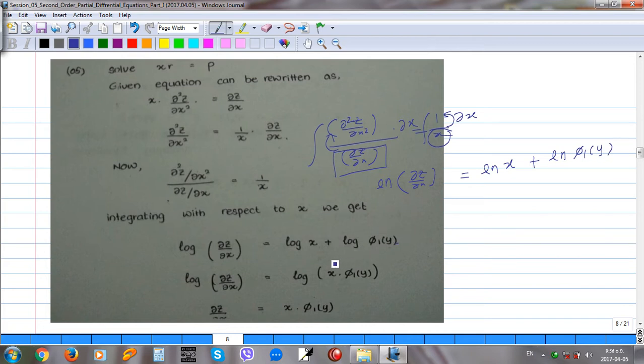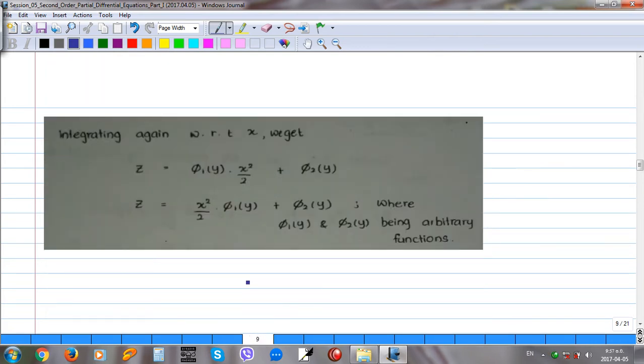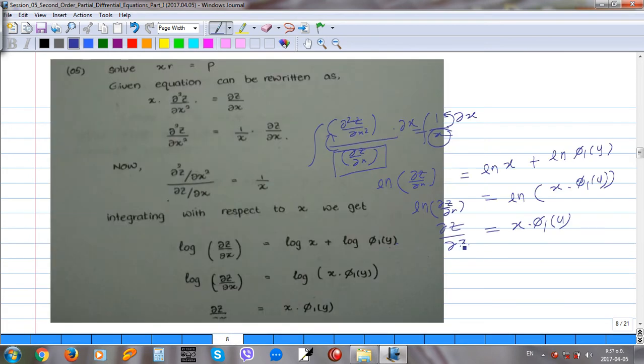After that, this is an addition of logarithms, which you can write as a multiplication, x times phi 1 y. Then you can take the antilog of both sides, so ∂z over ∂x equals x times phi 1 y, right? Then you can take this part.